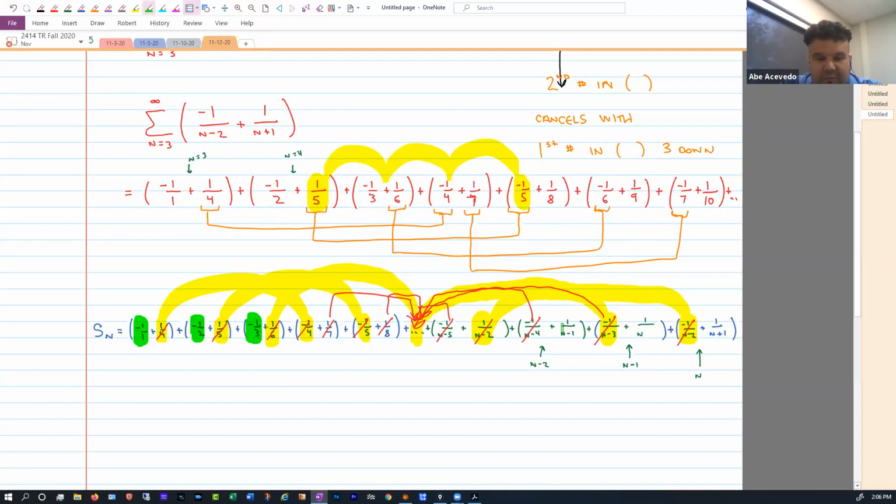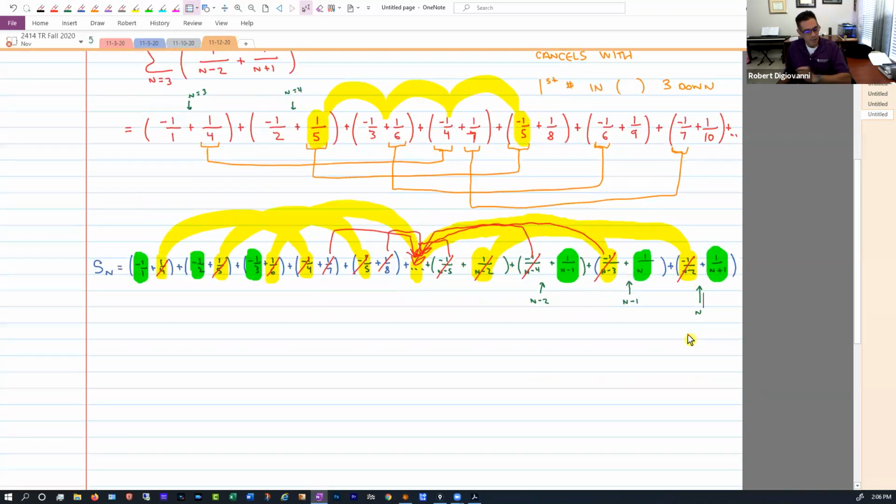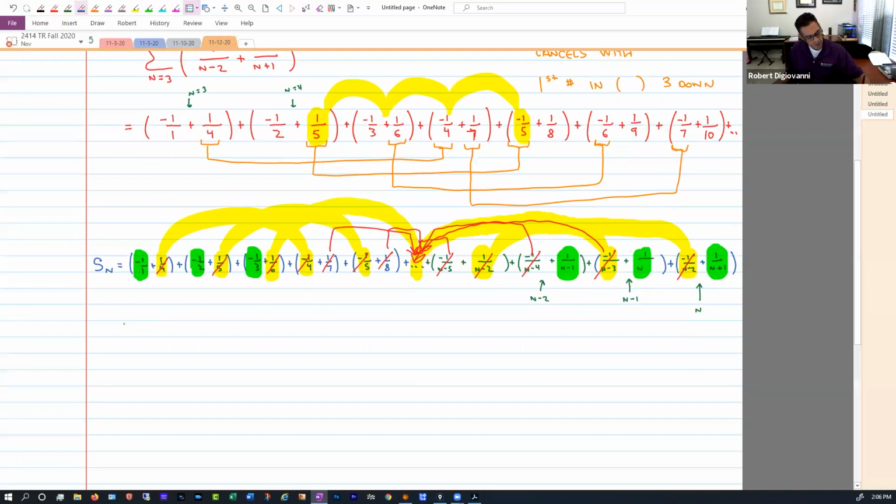What's still here? This guy here and this guy here and this guy here, those are all second numbers. And second numbers need first numbers 3 down, and there's nothing else down, is there? There's nothing else down there. So we are done. We have a formula for S sub n. It is -1 minus a half minus a third plus everything in green on the other end.